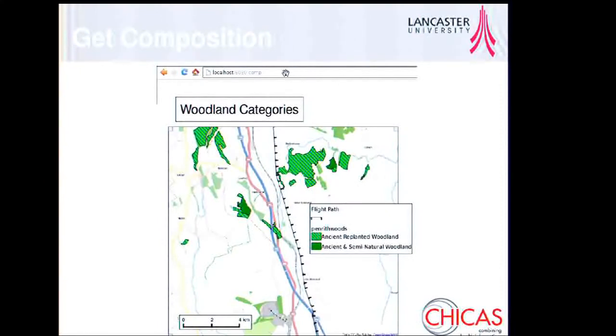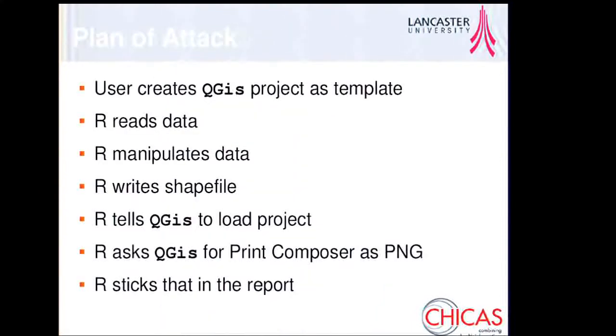I wrote another handler that gets the composition, which is QGIS's map composer type thing with legends and what have you. The idea being that someone who isn't au fait with R could just set up a nice layout in QGIS, and then the R programmer can write their fancy stuff that computes where the woodland is and all that kind of stuff, and get that back into their document. So that was my plan of attack. One person creates the project template, R does all the other hard stuff, and this PNG goes backwards and forwards, which R then sticks in the report, and you end up with a reproducible report.